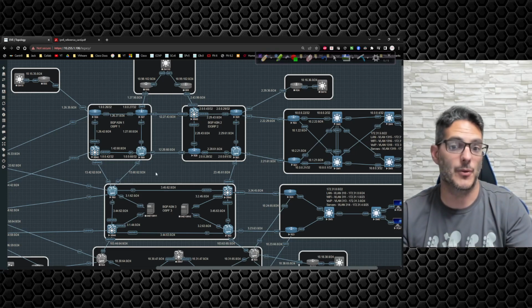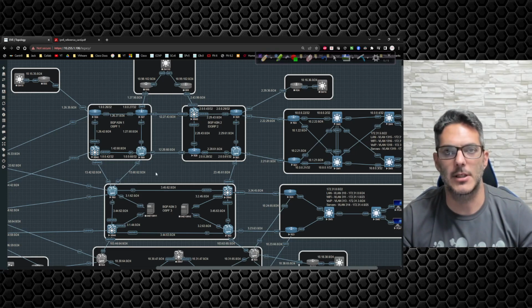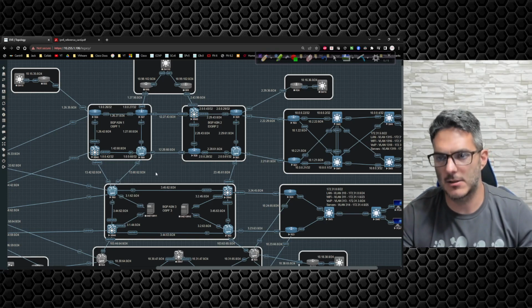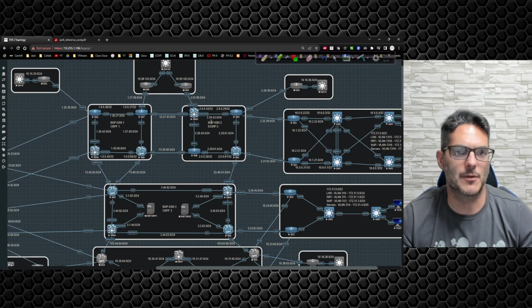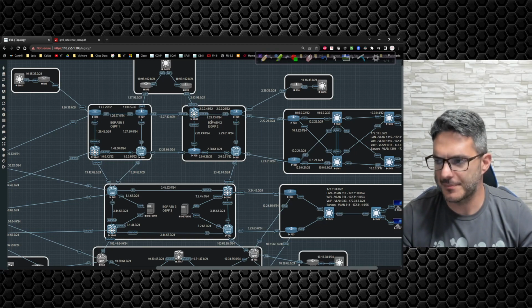So as we're going through the demonstrations of how this technology works and the design concepts and all that type of stuff, it'll be a small enough topology to make it make sense. So that's essentially where I'm going with that.